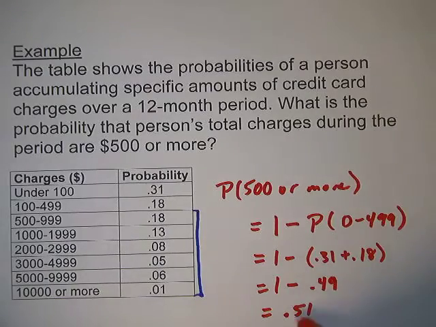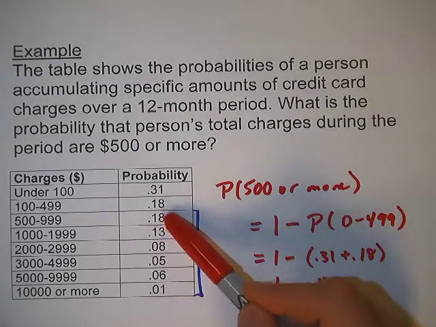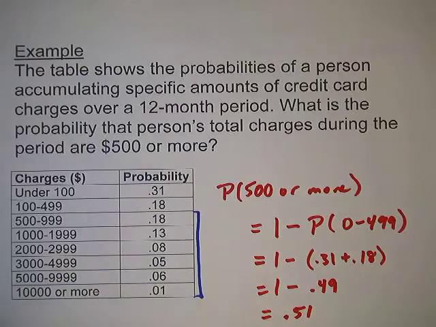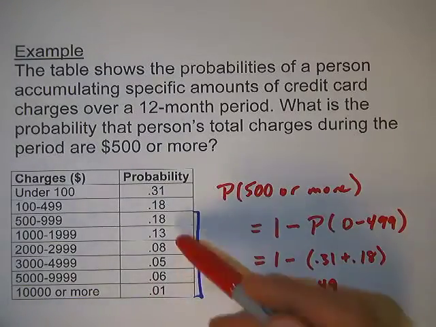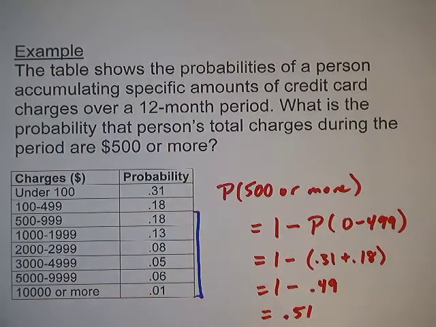That 0.51 will be the same number you get if you add up those 6 values. But sometimes it's just going to be easier to consider the complement to calculate a probability quicker than determining the probability of the event itself.